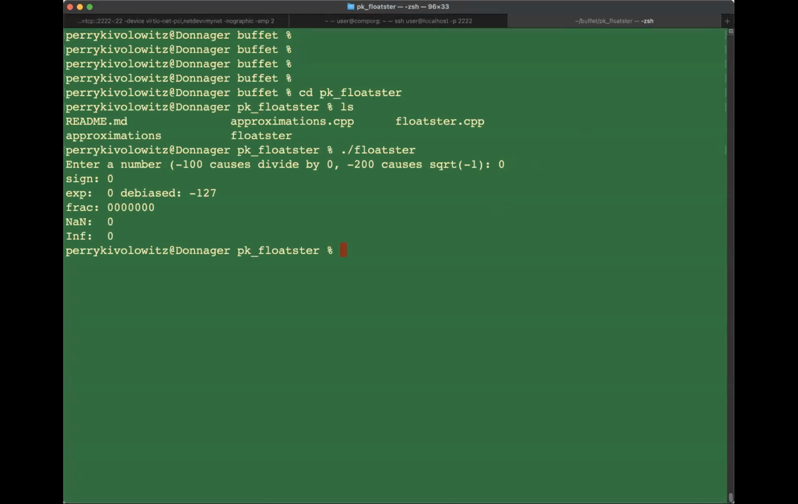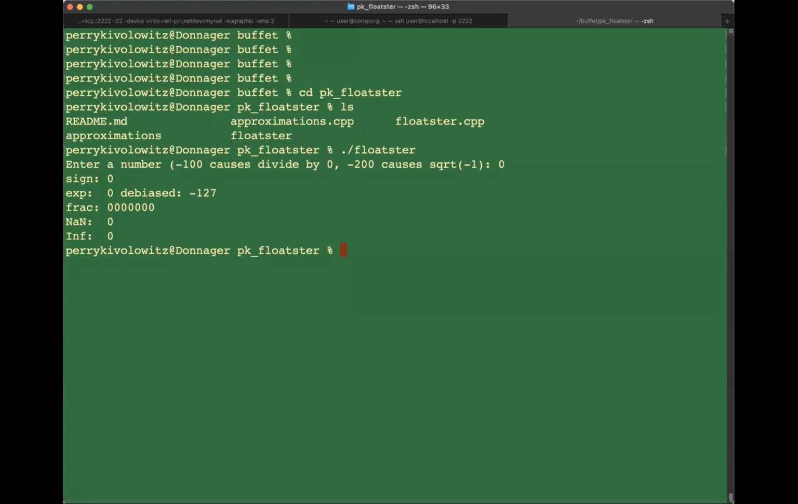Okay, so take a look. The sign bit says it's positive. The exponent is 0, which if you debias is negative 127. But because it's 0 in the exponent and 0 in the fraction, that means 0.